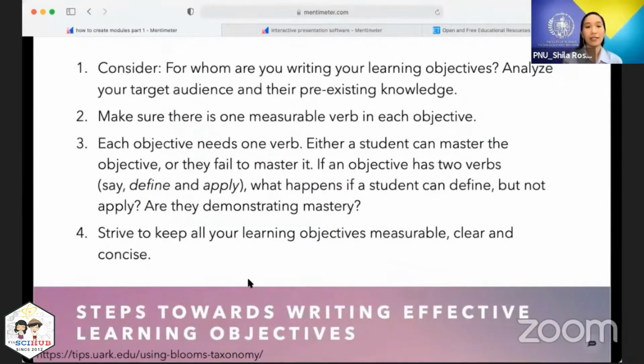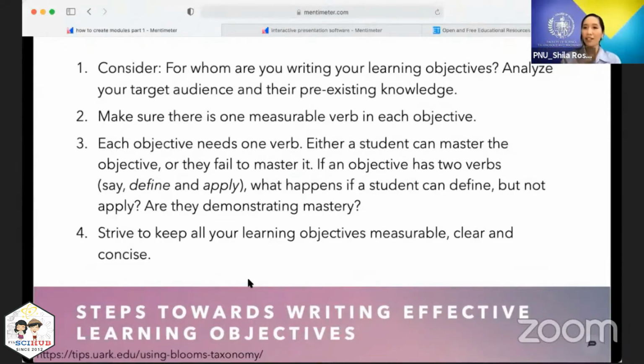So, what are some steps in writing effective learning objectives? First and foremost, we have to consider for whom we are writing our learning objectives. We have to analyze our target audience. If I'm teaching in college, my students will be bringing with them their learnings or their knowledge from senior high, from junior high. So, meron silang alam. Okay. I am teaching Art Appreciation in PNU. So, since the same subject exists in senior high school, then I can assume that hindi sila blanco pag pumasok sa klase ko. Okay?